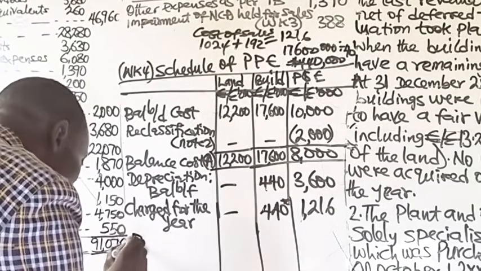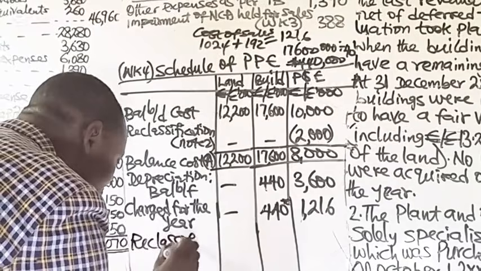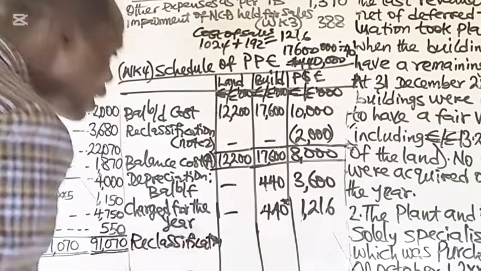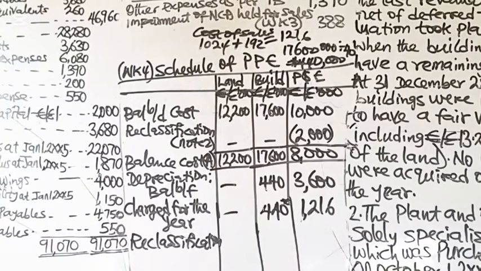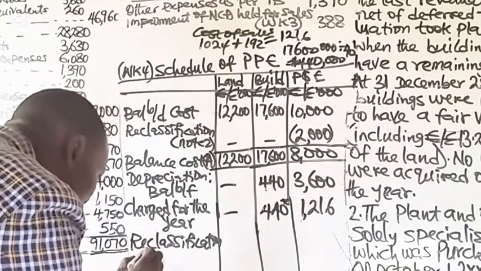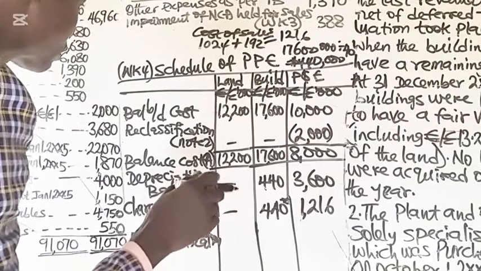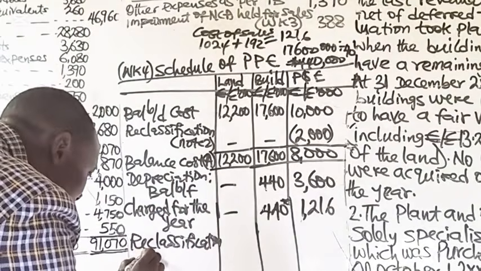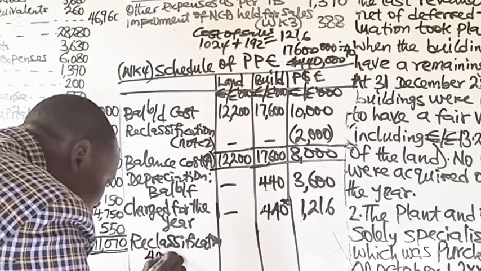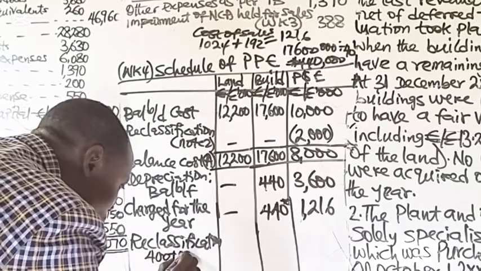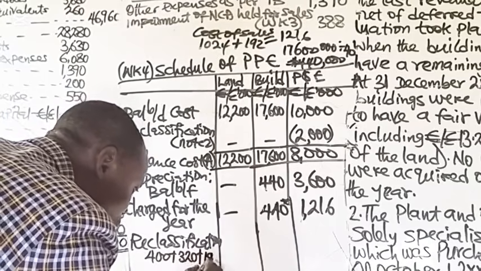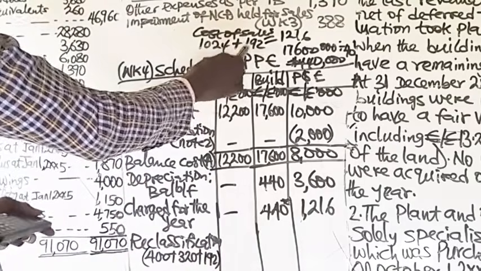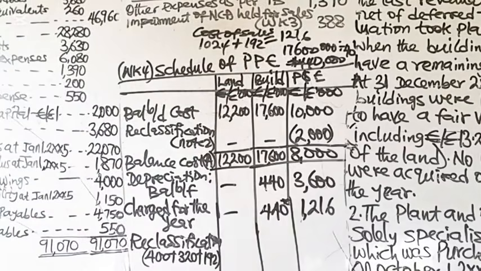Then reclassification. The asset which was reclassified as held for sale. How much is the accumulated depreciation of that asset held for sale? Remember, if you go back to our workings on the asset classified as held for sale, the first year we got 400 as depreciation. The second year we got 320, and the third year we got 192. And it is this 192 that was included in the depreciation charge for the year. So that is how we got this 192.